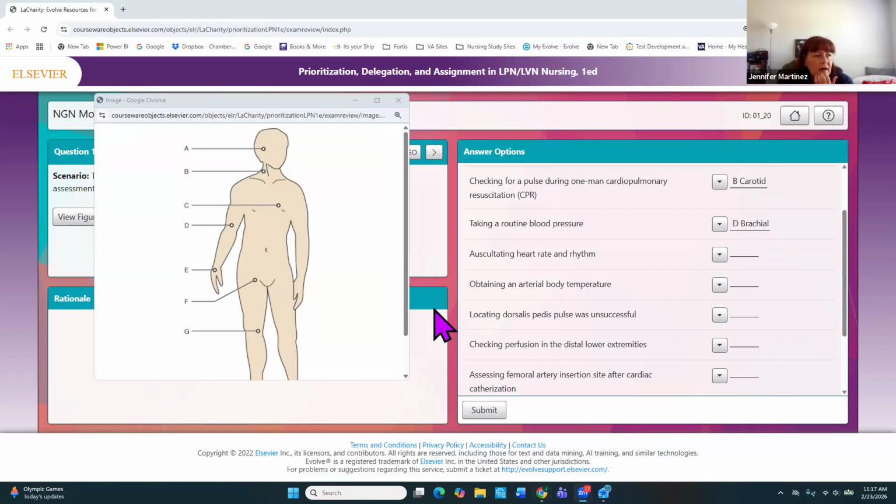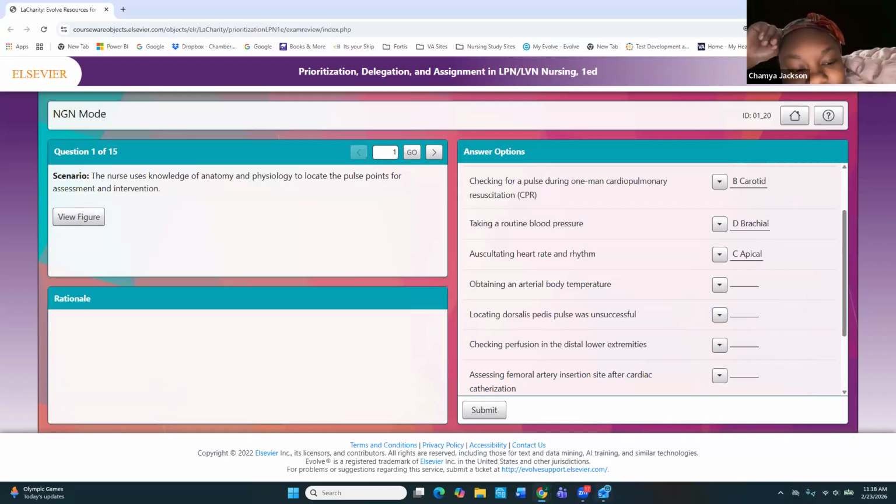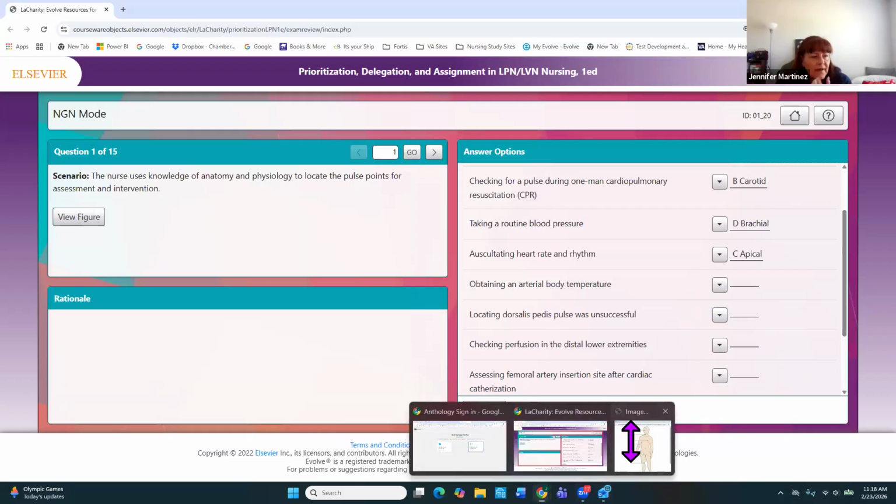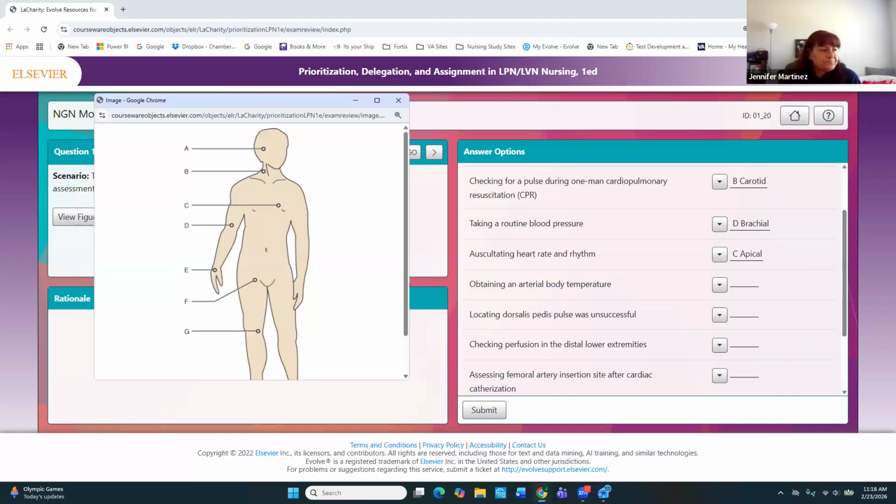All right. Auscultating heart rate and rhythm. C. We already used B. C. Yeah, I said C. I'm sorry, I didn't hear you. Okay. Obtaining an arterial body temperature. A.